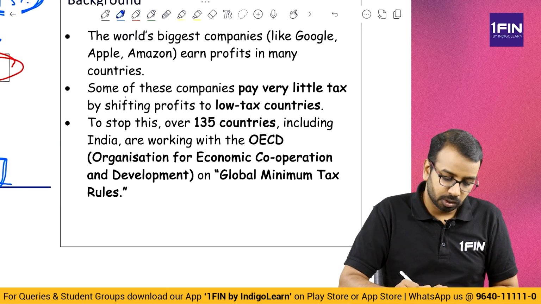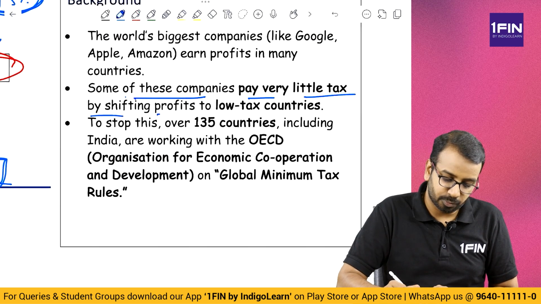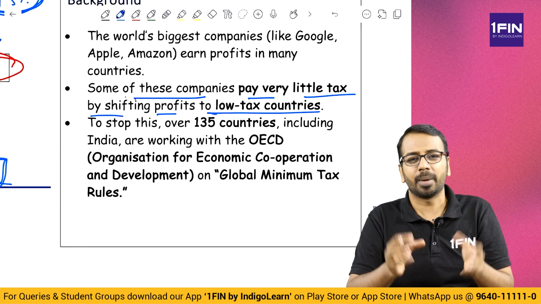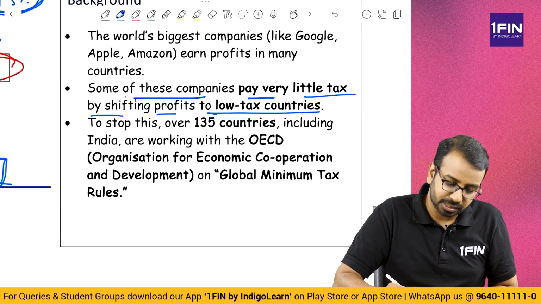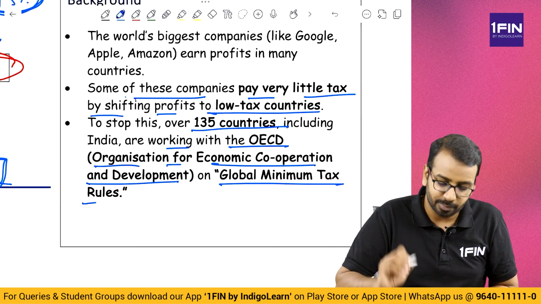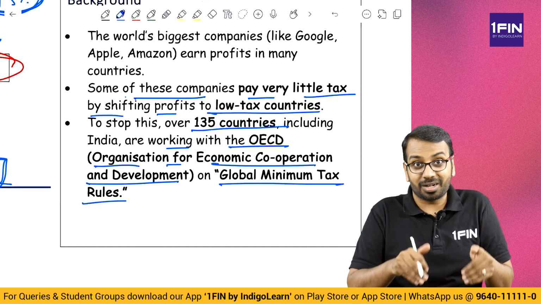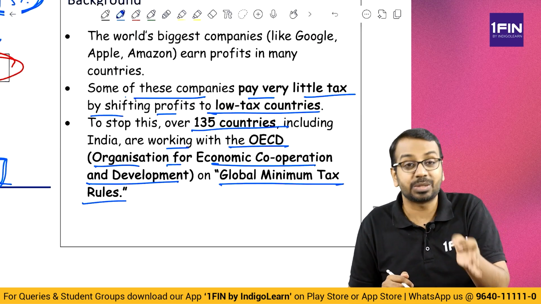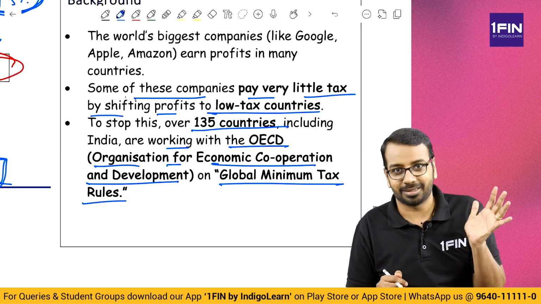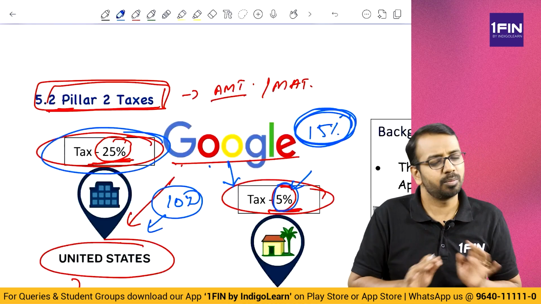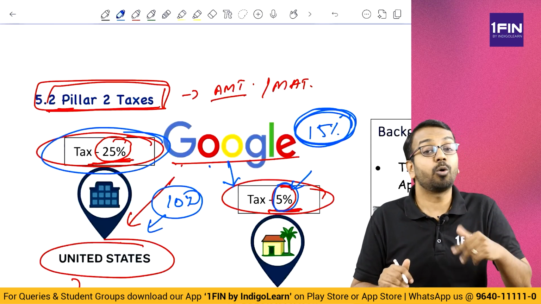Okay. So, a lot of companies pay very little tax by shifting profits to low tax countries. So, I'll register a subsidiary here, subsidiary there, and then try to lower my taxes. To stop this, over 135 countries are working with OECD, that is Organization for Economic Cooperation and Development, on global minimum tax. Like we have minimum alternate tax and alternate minimum tax, now they have introduced something called global minimum tax, which is also called Pillar 2 taxes. Okay. So who has to pay? The holding company has to pay. Is payment a problem? No problem, they will pay. Our thing is, how do we account for it?